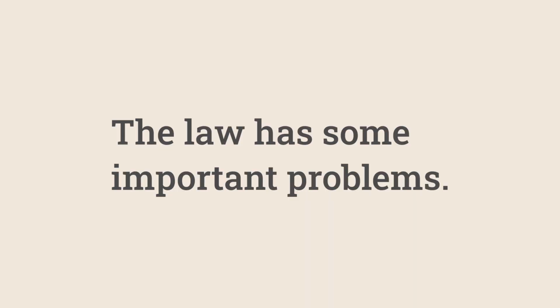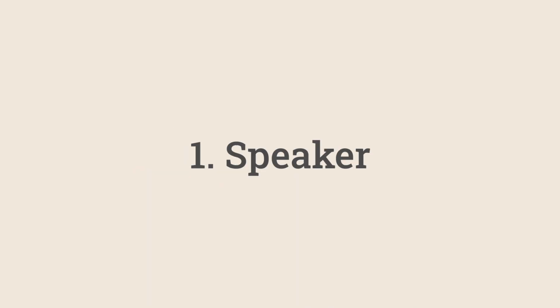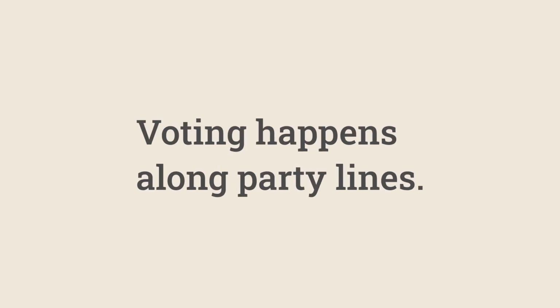On the face of it, the law seems okay, but it's not. It's made things worse. The law has some important problems. First off, the speaker. Before we continue, we should know how speakers become speakers. An elected member can become a speaker after he or she is elected by the majority. But guess who else has the majority? The ruling party. Voting in these elections happen along party lines.